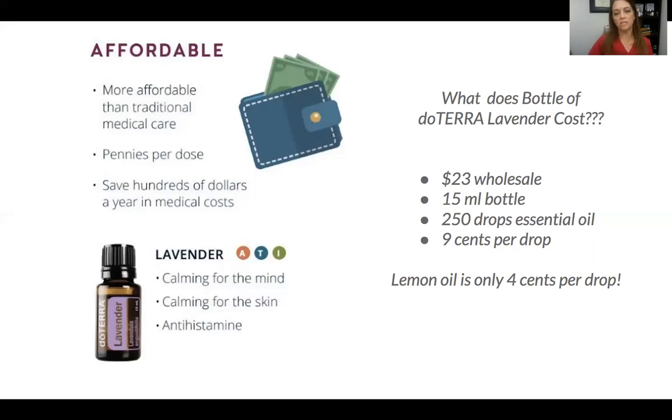And we look at lavender. Lavender can be very calming for the mind. It's a great one for patients with lymphedema because it calms any type of skin irritation. I like using it if someone gets a little itchy. It's one of the oils we use in our natural antihistamine blend.